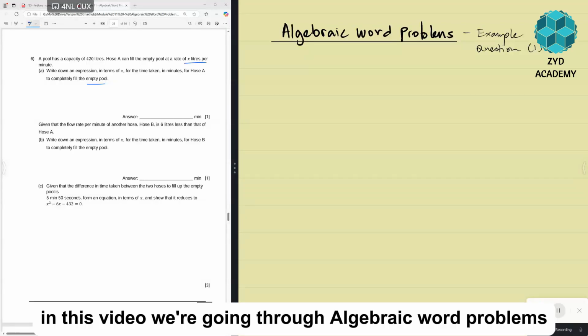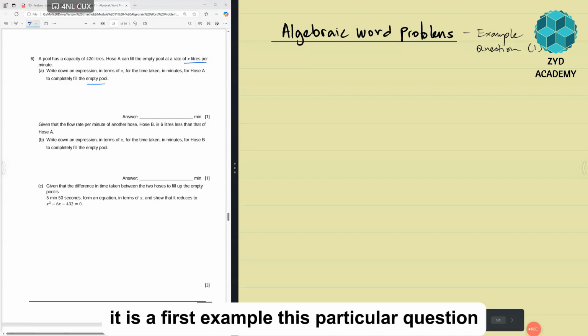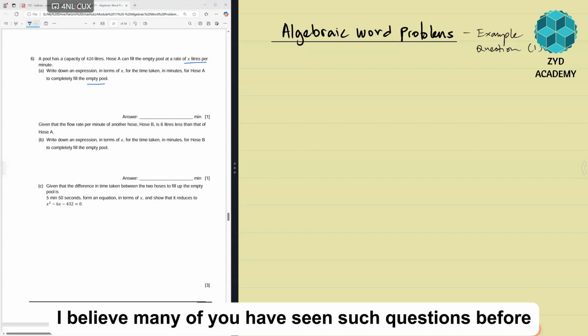Hi everyone, in this video we'll be going through algebraic problems. And this is the first example. This particular question, we're going through question 6 in our worksheet and it involves a pool and two different hoses. I believe many of you have seen such questions before.